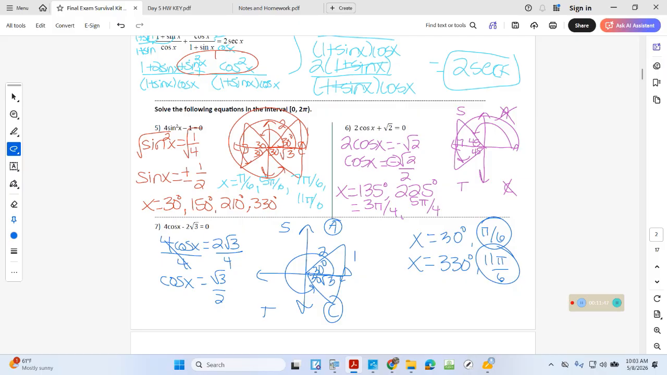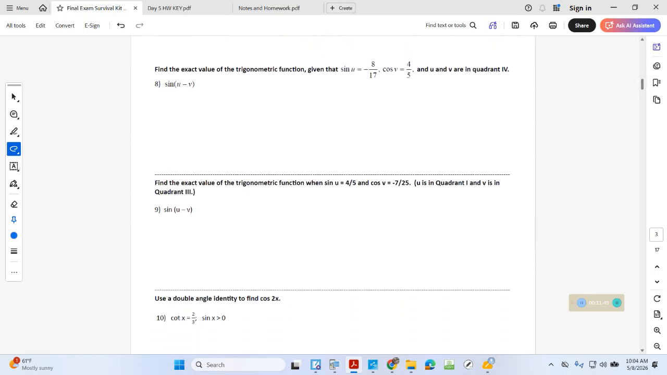All right, let's do chapter 5. So now I'm going to have to go to the identity sheet because we're going to use the sum and difference identities that we have not used in a hot minute here. Find the exact value of these. Now, notice they give you some important information. Both of these guys are in quadrant 4. Okay, well, let's start with you.